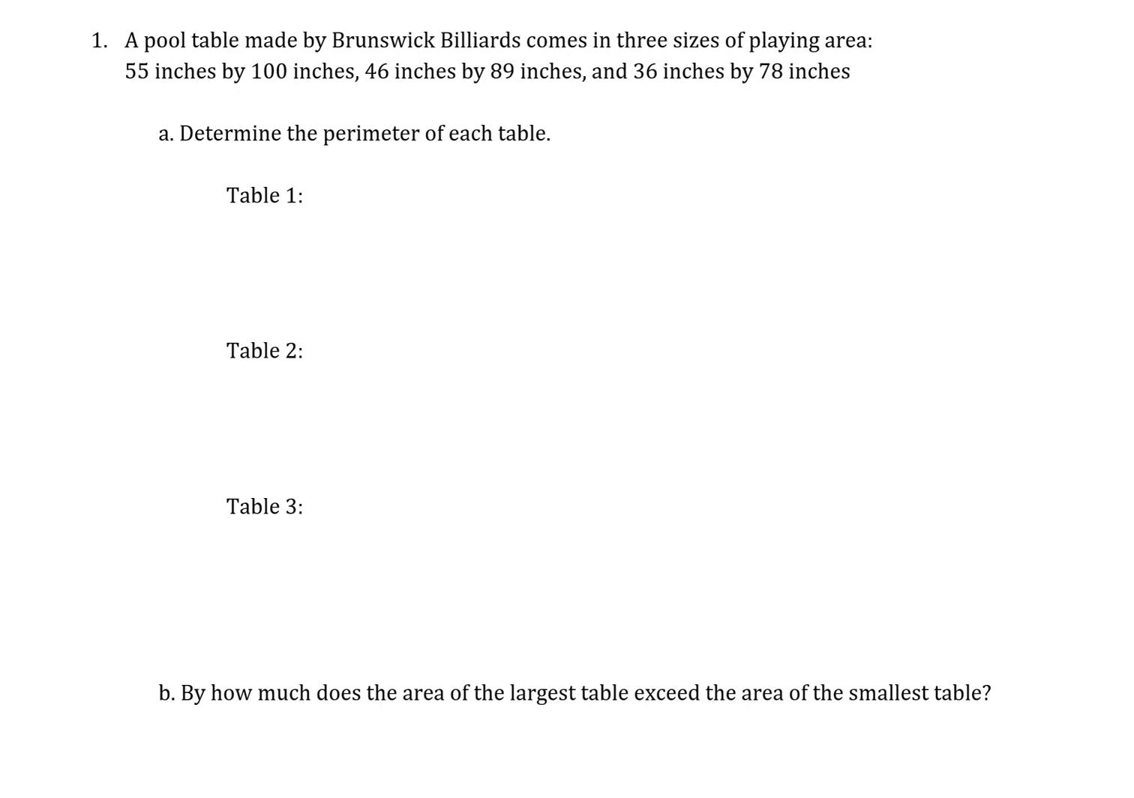A pool table made by Brunswick Billiards comes in three sizes of playing area. The first one is 55 inches by 100 inches. Second one is 46 inches by 89 inches. And the third one, 36 inches by 78 inches. And the question is, at least for part A, determine the perimeter of each table.